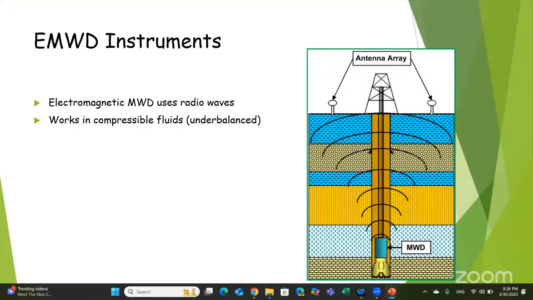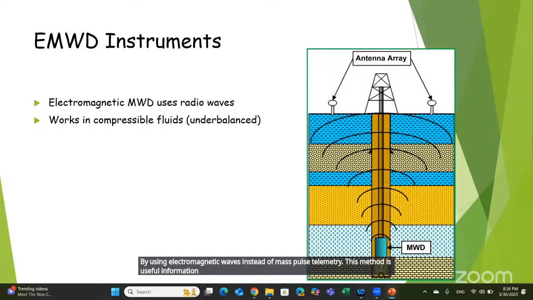EMWD, which is electromagnetic measuring while drilling, is a telemetry method that transmits downhole data to the surface by using electromagnetic waves instead of mud pulse telemetry. This method is useful in formations where traditional mud pulse systems struggle, such as air drilling or lost circulation zones.